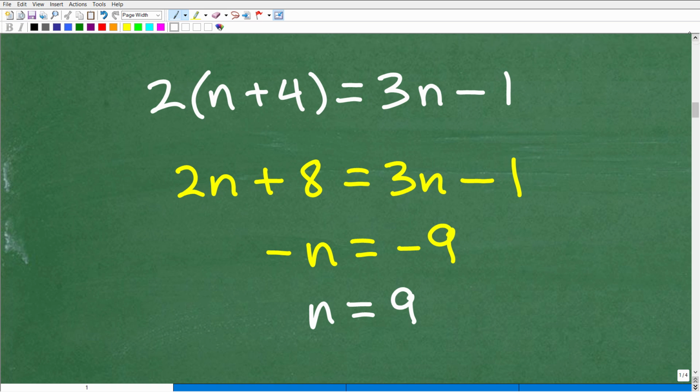So the first thing I need to do is the distributive property. So 2 times N is 2N. 2 times 4 is 8. And that's going to be equal to 3N minus 1.